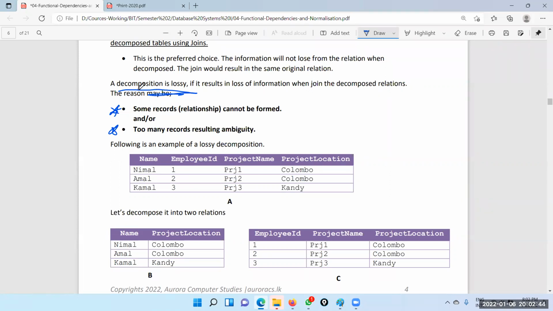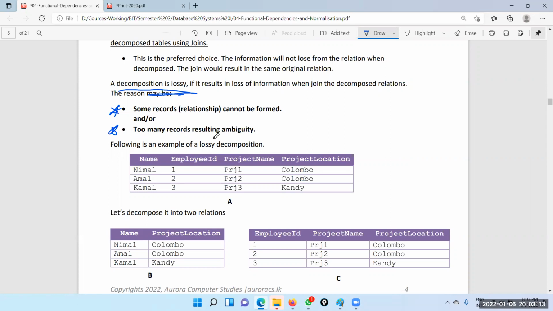What are the two possible things that can happen? First one, some records cannot be formed. So some records that were there in the original table, now you can't find. You don't get them as a result of the join. So then it's lossy. Or else, too many records resulting in ambiguity. Okay, so that is another possibility of lossy decomposition.